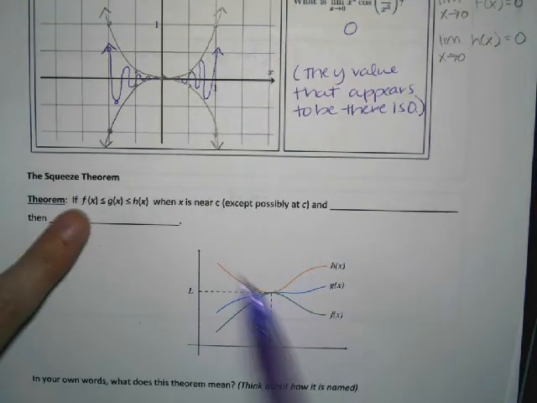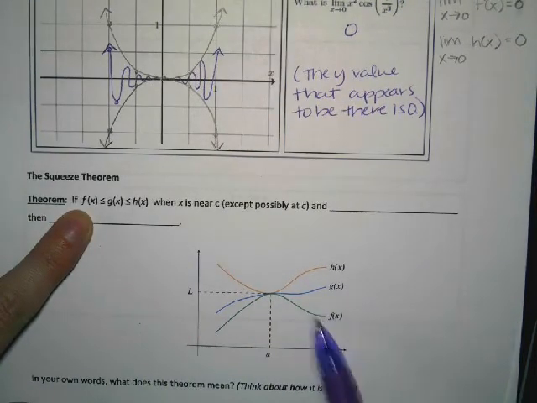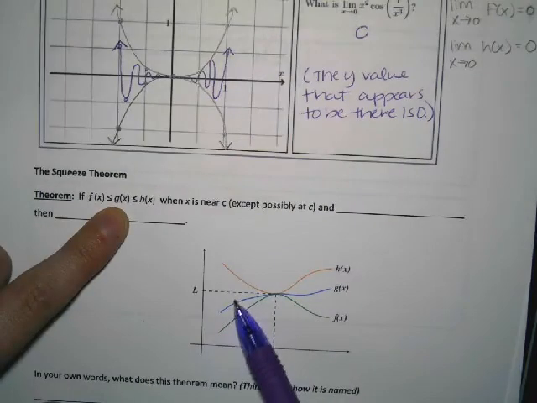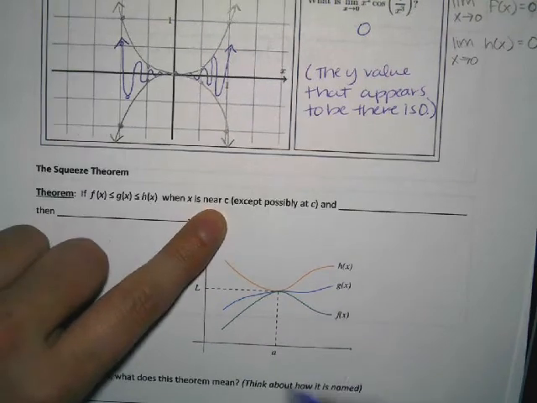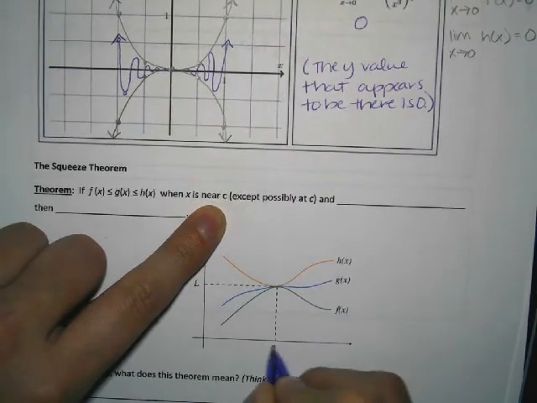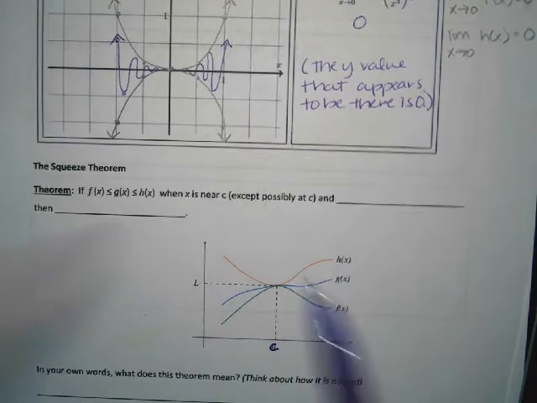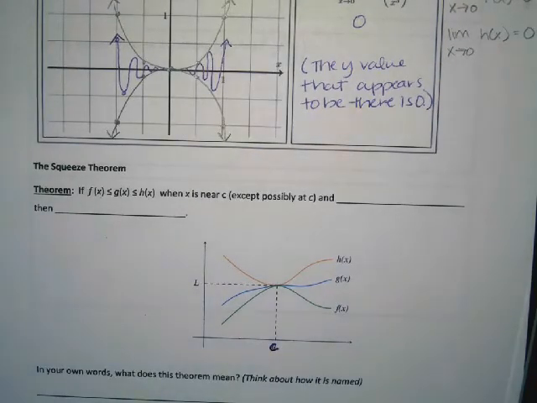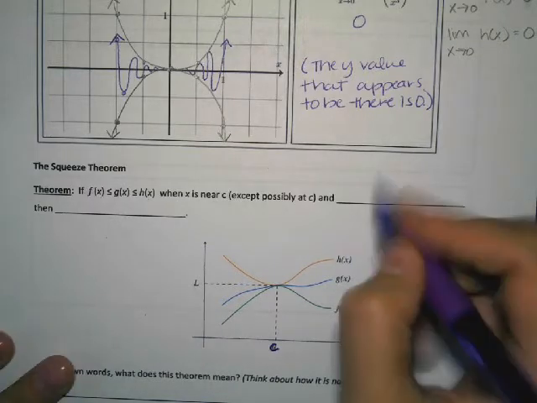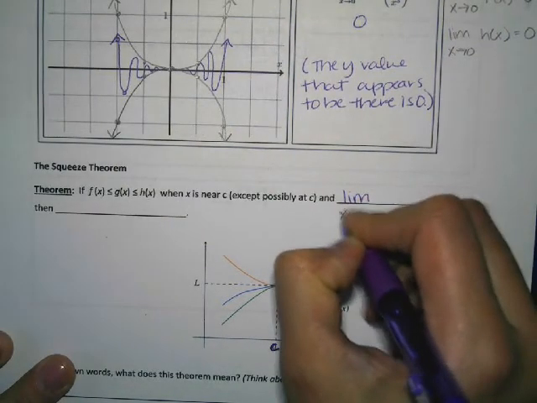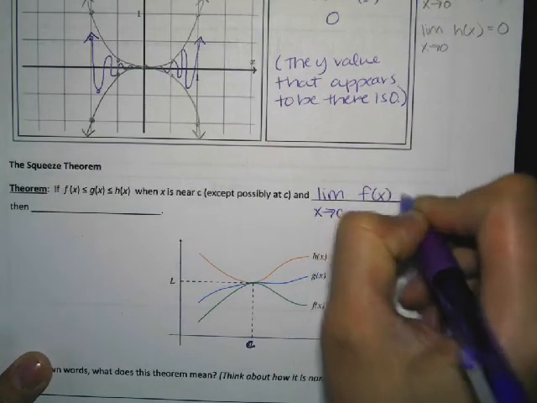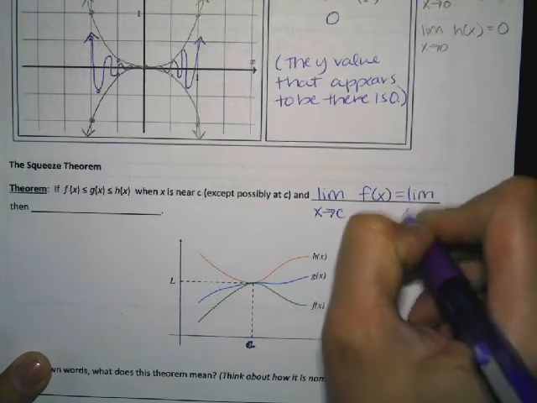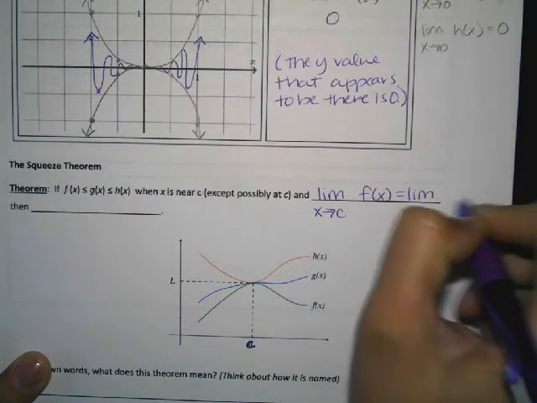So if you have two functions that are above and below another function, and you have the other function squeezed in between them, when x is near c, so go ahead down here, this is a typo, this should be a c right there. When x is near c, except possibly at c, we'll get to that later, and the limit as x approaches c of f of x equals the limit as x approaches c of h of x.